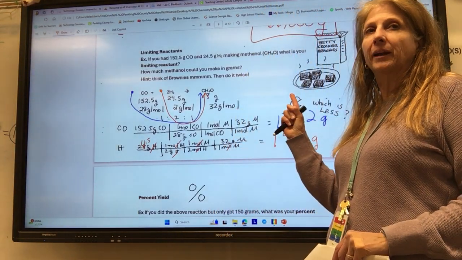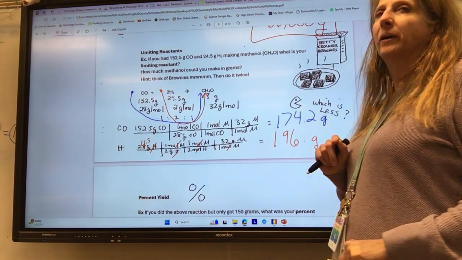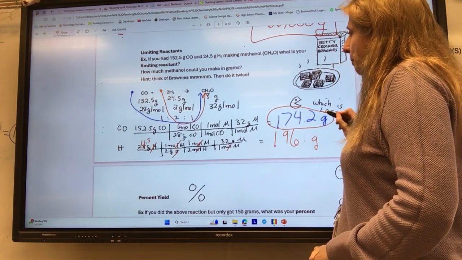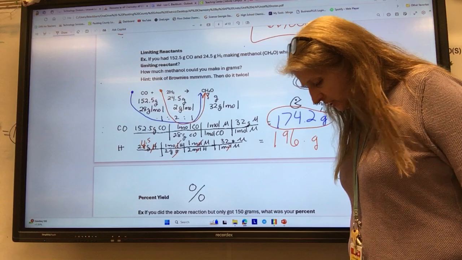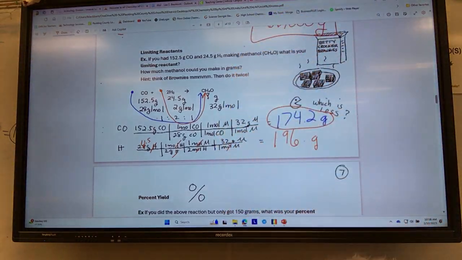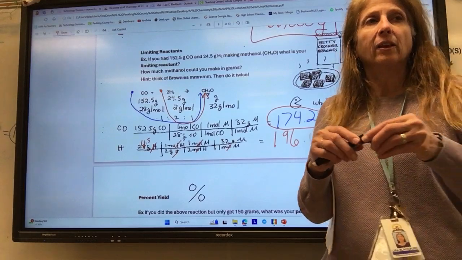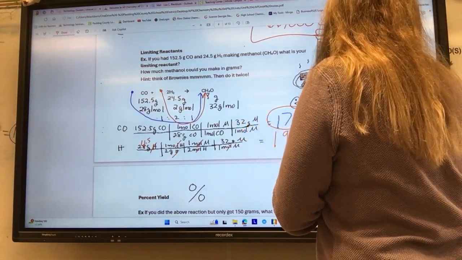That's why we have Pac-Man here. He's being our greater than, less than symbol. Which is less, 174 or 196? 174. So this is what will really happen. So carbon dioxide is what limits. Our hydrogen is in excess, is our vocabulary for that. Okay, everybody remember that? Okay, so next is what always comes next is percent yield.